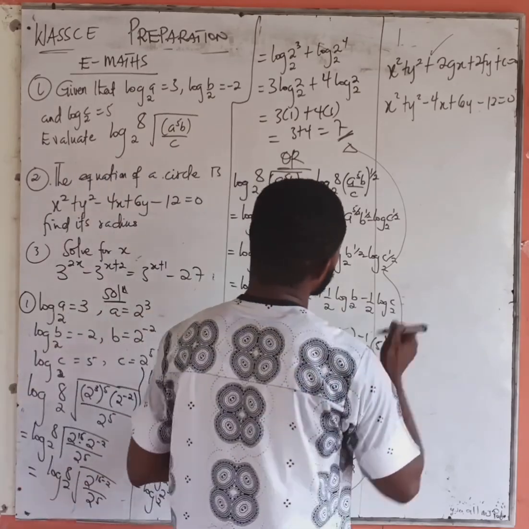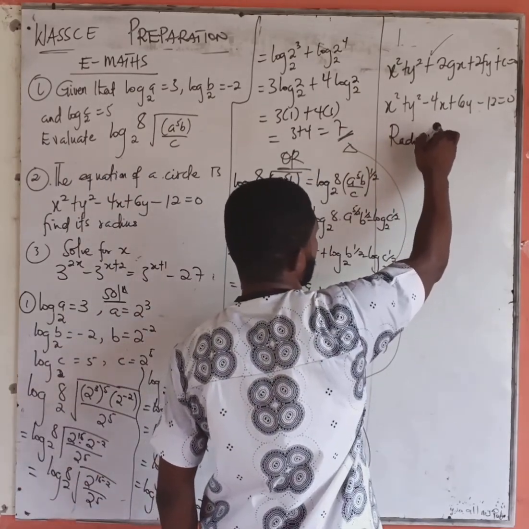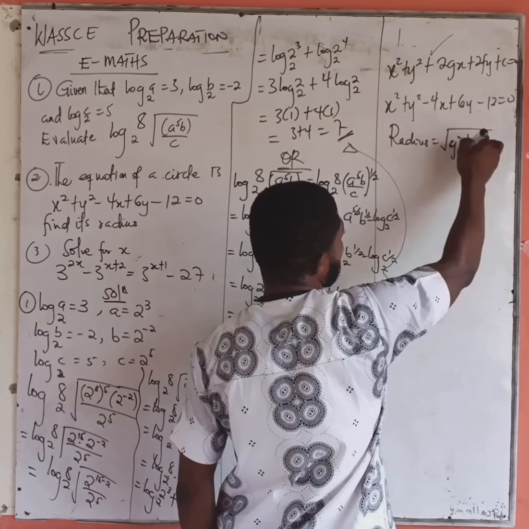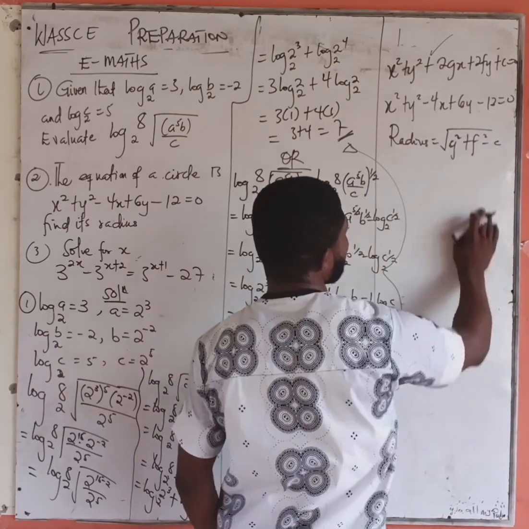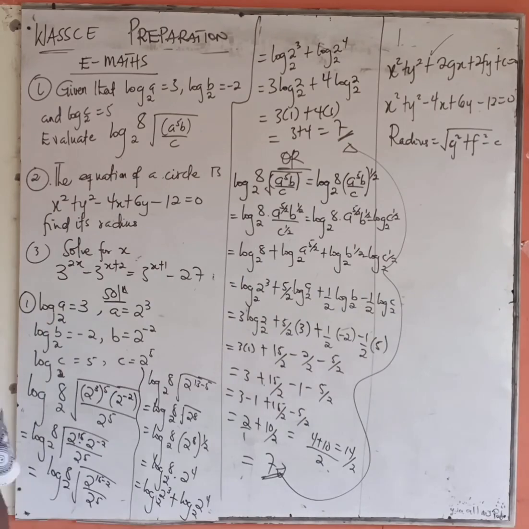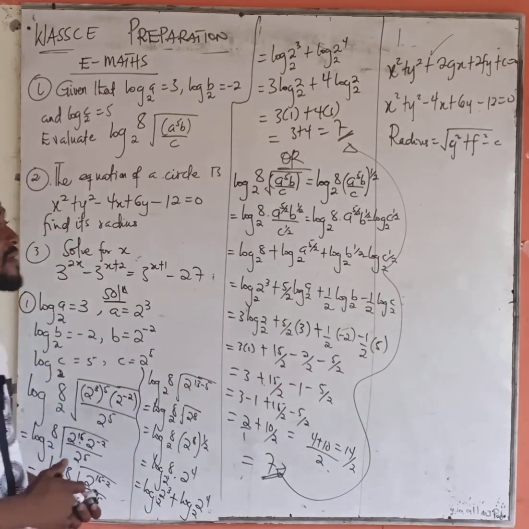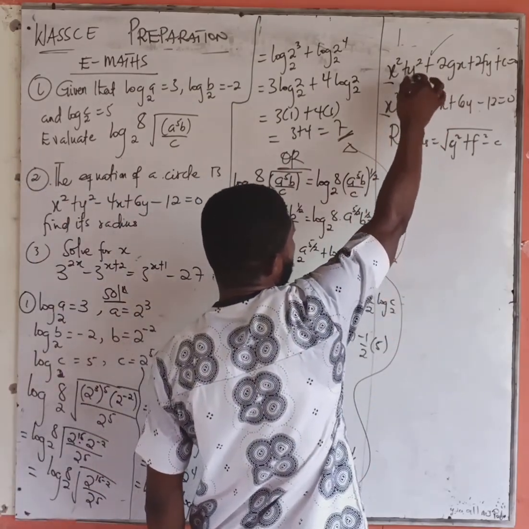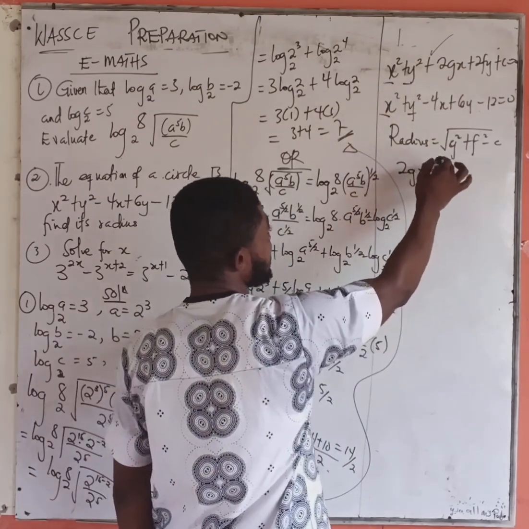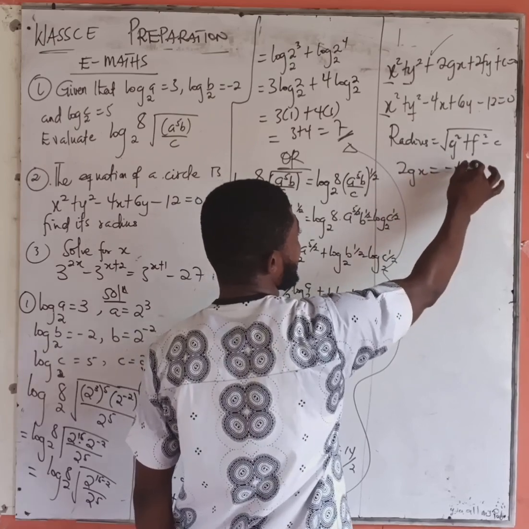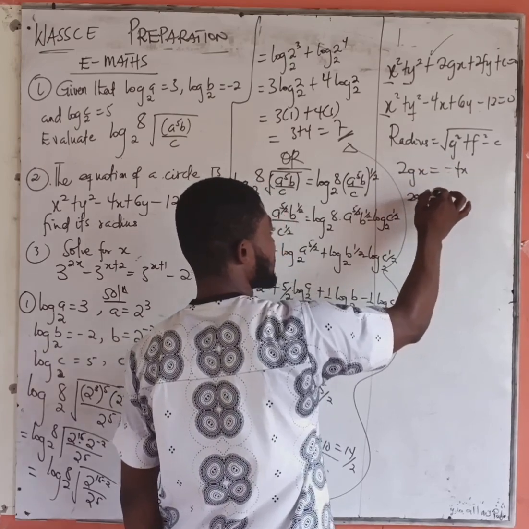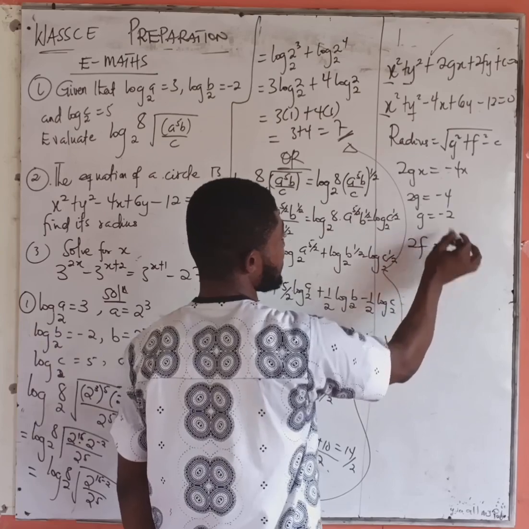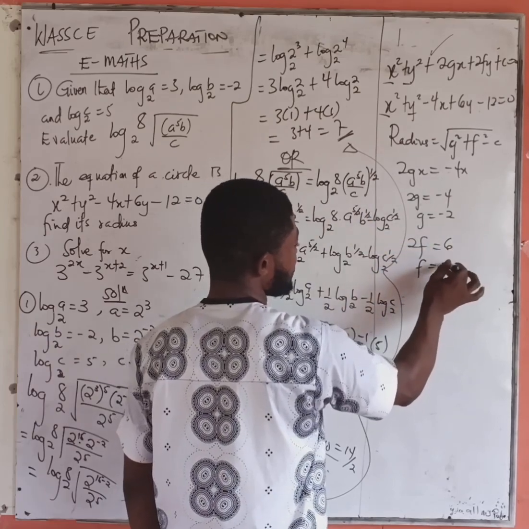So if you want to find the radius, it is the square root of your G squared plus F squared minus C. You don't know G, you don't know F, so we have to compare x squared, y squared. 2gx is equal to minus 4x. So 2g is minus 4. G is equal to minus 2. 2f is equal to 6. F is equal to 3.